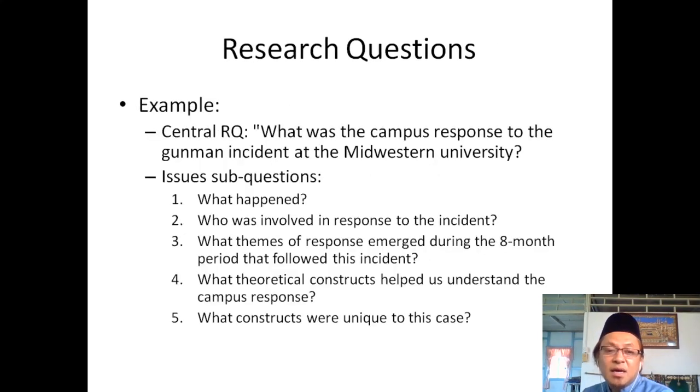Let's look at this example. The central research question: what was the campus response to the gunman incident at the Midwestern University? That is the research question. For issue sub-questions, these relate to the main issue. What happened? Who was involved in response to the incident? What themes of response emerged during the 8-month period that followed this incident? What theoretical construct helped us understand the campus response? What constructs were unique to this case? These are sub-questions related to the central issue, that is the gunman incident.